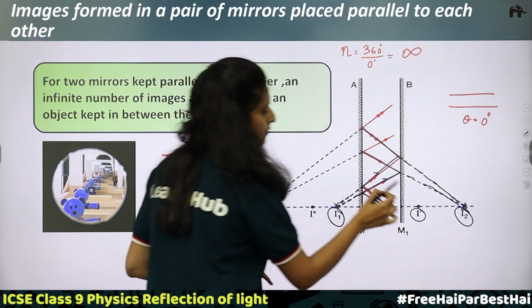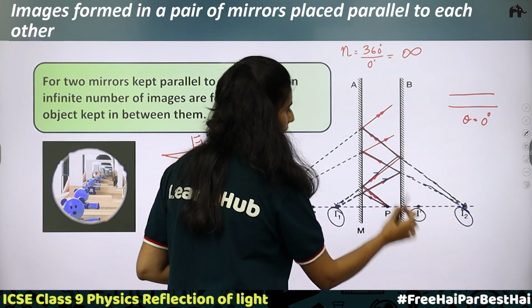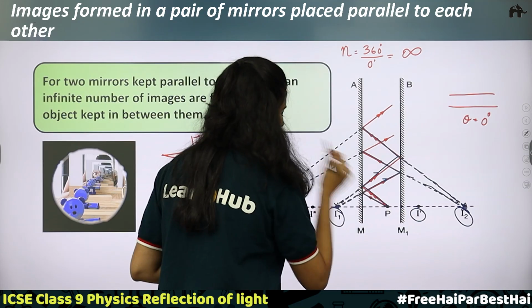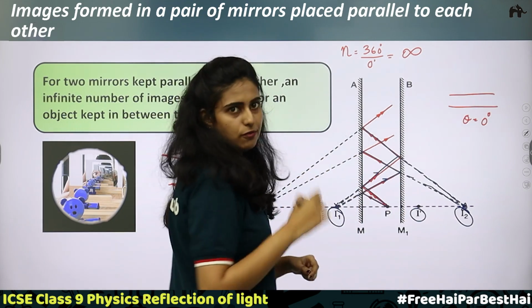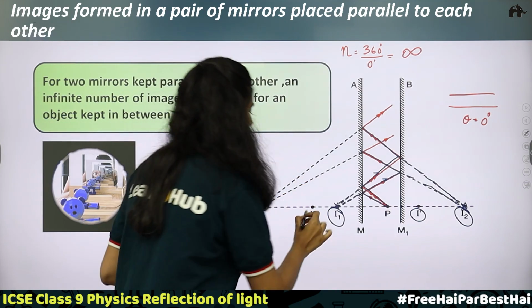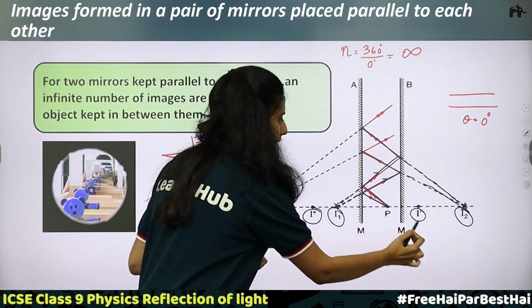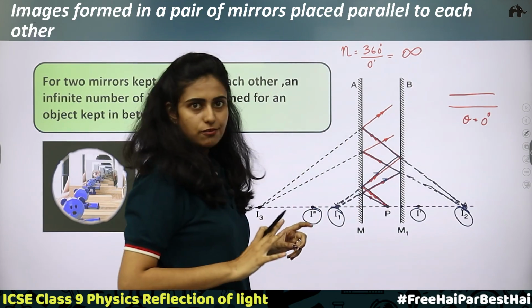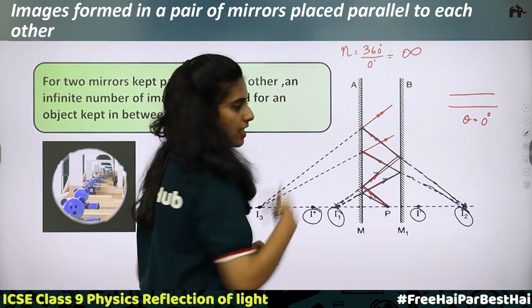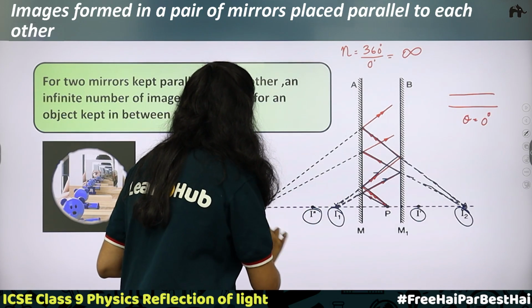Similarly, I dash will act as an object for the mirror AM. Light rays will strike and the image will be formed. Reflected rays will be extended backward and the image will form, which is I double dash. From I dash and I double dash, light rays will strike the different mirrors. Again, this will continue and multiple images form. You can see I3 formed.